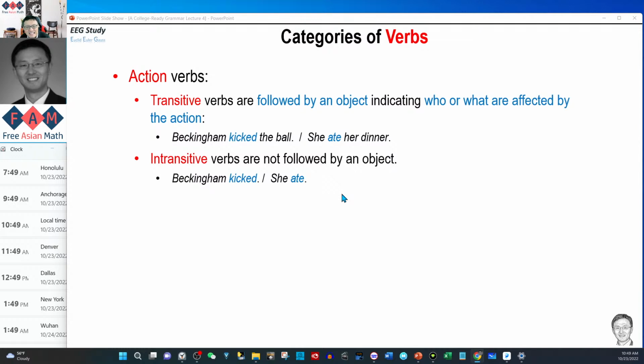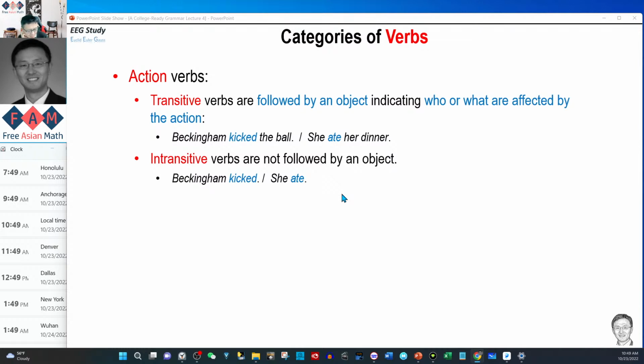It does not need a direct object as being impacted by this action or receiving this action. It's just all about the subject itself. We describe what action the subject performs. Okay, so those are the so-called action verbs.